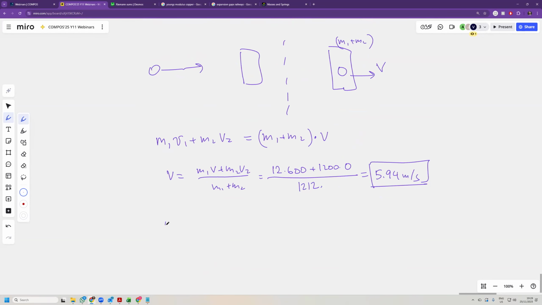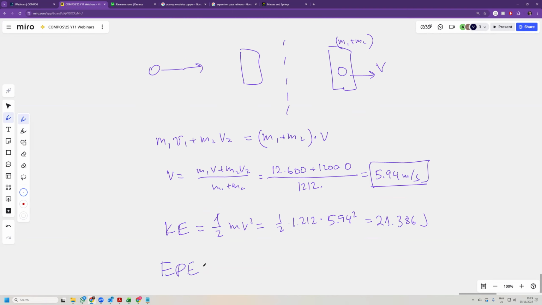So we can find the kinetic energy. Kinetic energy is 1/2 mv squared. So that's 1/2 times 1.212 times 5.94 squared, which is 21.386 joules. That's the kinetic energy.